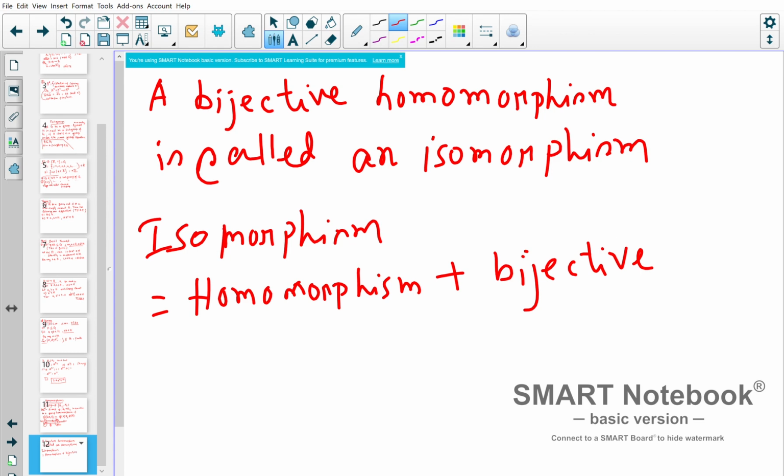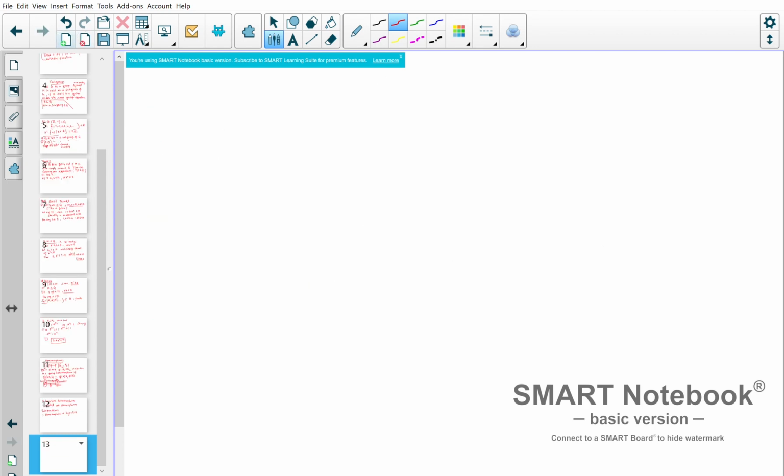So let us give some examples. Obviously, given any group, you have the identity map, which is a homomorphism. So for the identity map from G to G, actually not only is it a homomorphism, it is an isomorphism. Okay, this is a trivial example.